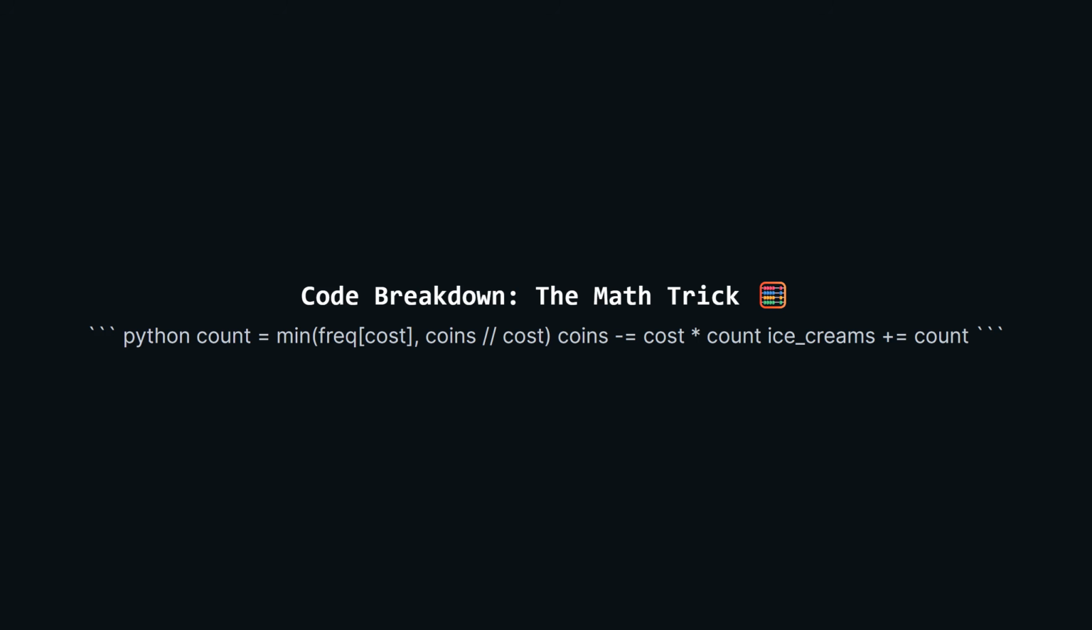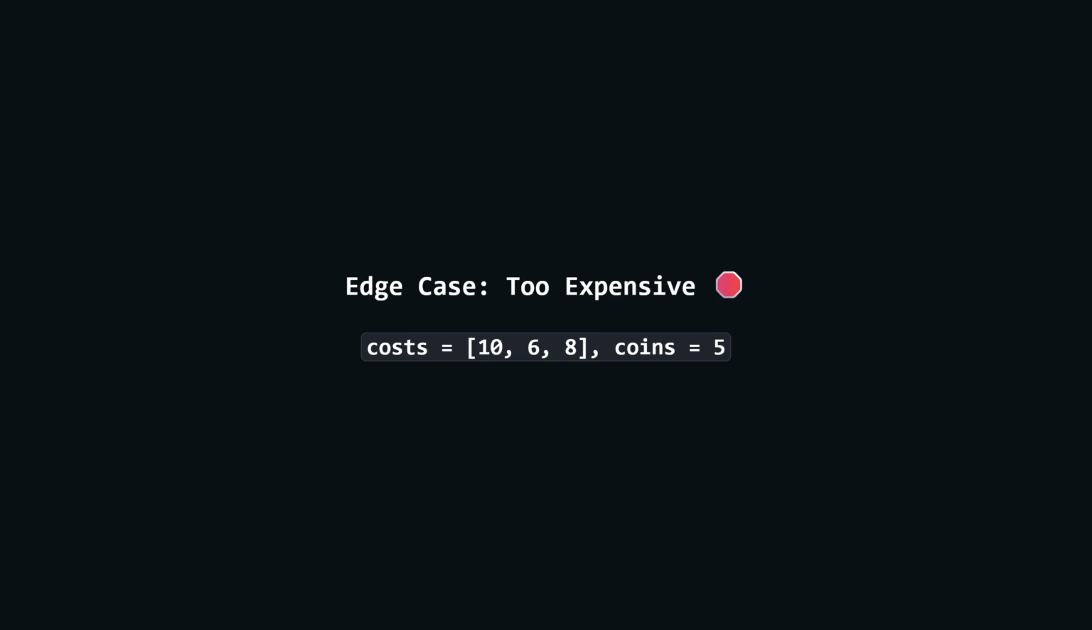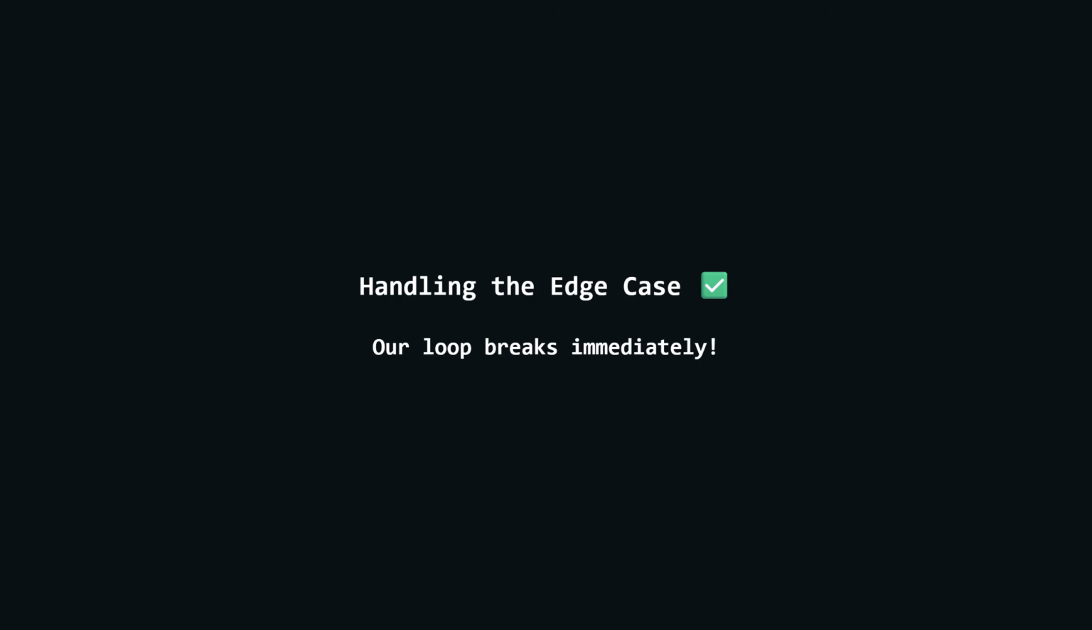Finally, instead of buying them one by one, we use math. We take the smaller number between the available amount and how many we can afford by dividing our coins by the price. Then we update our coins and our total count. What about edge cases? What if everything in the store is simply out of our budget? Our code actually handles this perfectly. When the loop reaches the first available item, say price 6, it sees our coins are only 5. The less than check triggers, the loop breaks, and we safely return 0.